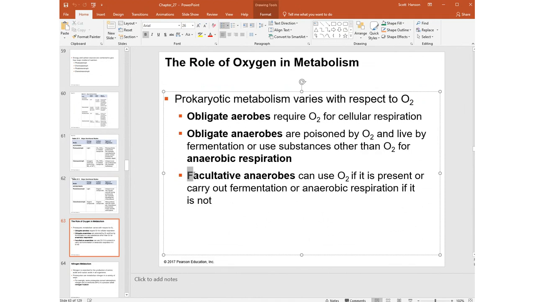And facultative actually means it's optional. So facultative anaerobes means they can live either with or without the presence of oxygen. So they can use oxygen if it's present, or they can carry out fermentation or other anaerobic respiration if oxygen is not present. Three major categories then.